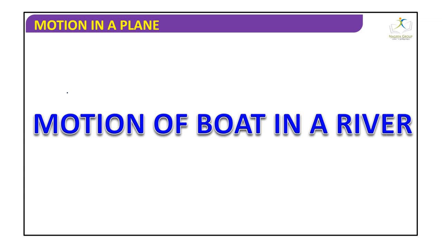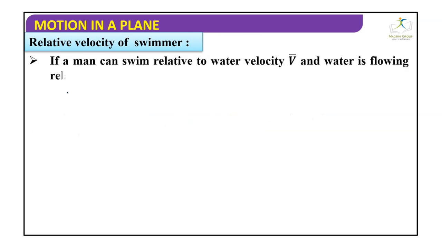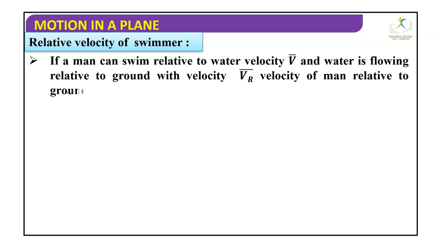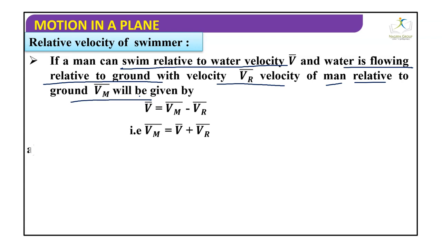Next is a very important topic, that is the motion of a boat in a river. The relative velocity of the swimmer: if a man can swim with velocity V relative to the water, and the water is flowing relative to the ground. So the velocity of the man relative to the ground, Vm, is given by vector V equals vector Vm minus vector Vr. That is, vector Vm equals vector V plus vector Vr.